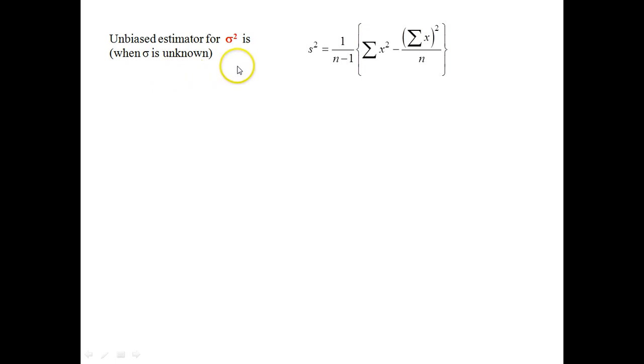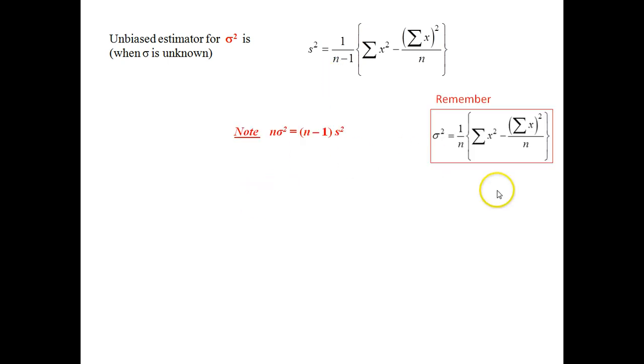An unbiased estimator for sigma squared is s squared. So when we don't know sigma and we need to estimate it, we use s squared, where we divide by n minus 1. So the sum of x squared minus the sum of x all squared over n, all divided by n minus 1. And a reminder that for sigma squared, originally we divide by n. So n times sigma squared is equal to n minus 1 times s squared.